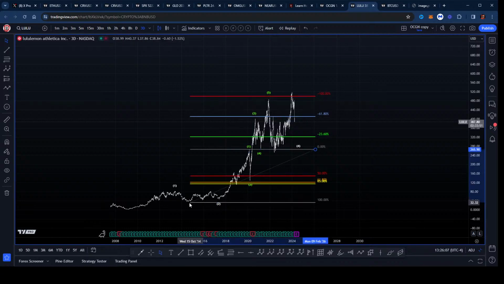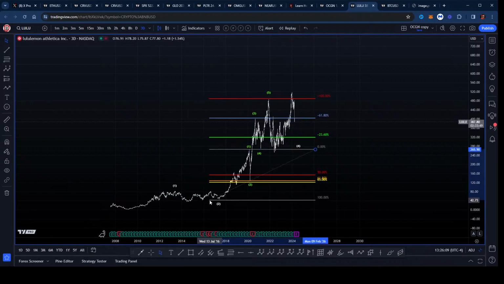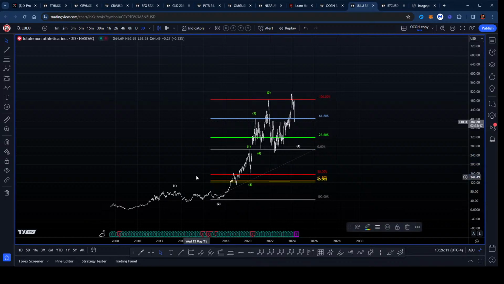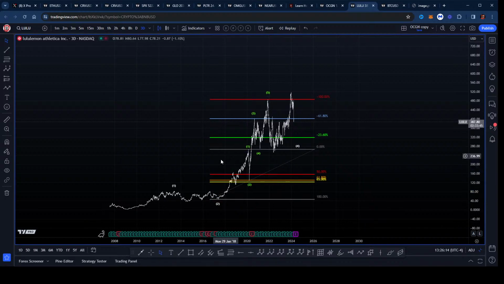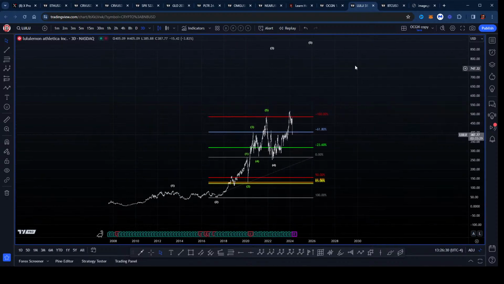Well, let's get it right on there. Let's see if I'm right here. Is that not just unbelievable? The COVID low, second target, third target. I need a 3. I got a 4.